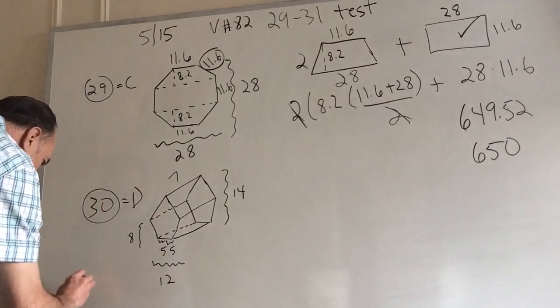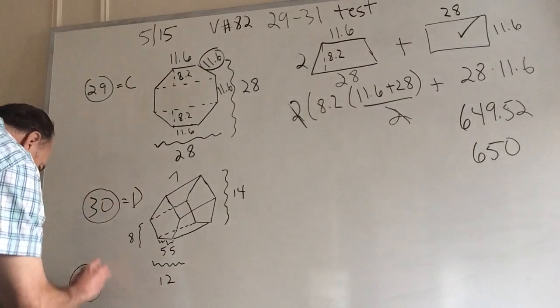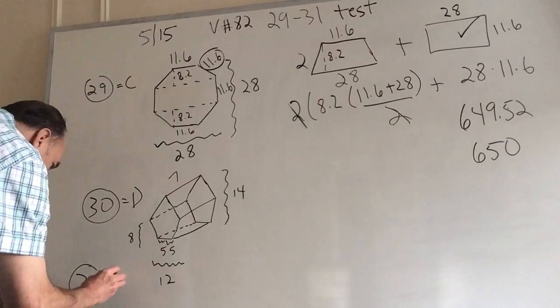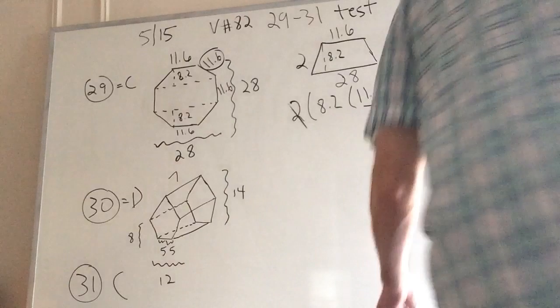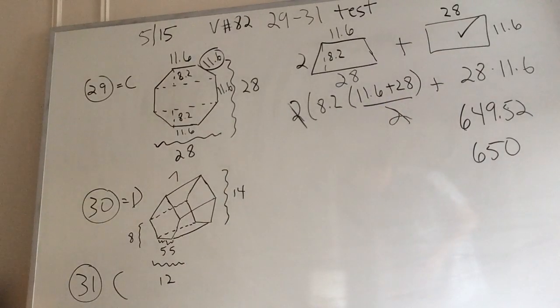And I'm going to do 31. I'll put that over in the corner here. And that's an easy one. That will turn out to be C. All the answers need to be put out properly. So there we are. Okay?